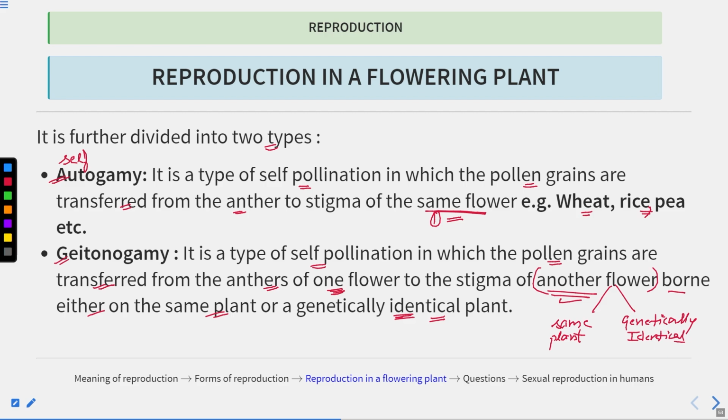So this reproduction takes place within genetically identical organisms. That's why we are getting genetically identical plants.